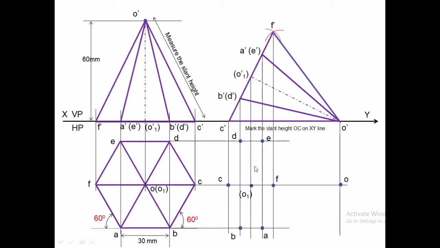You got all the corners of a hexagonal pyramid. Now apply the thumb rules. The longest line away from XY line is OF. Mark it with thick line. OF is here.